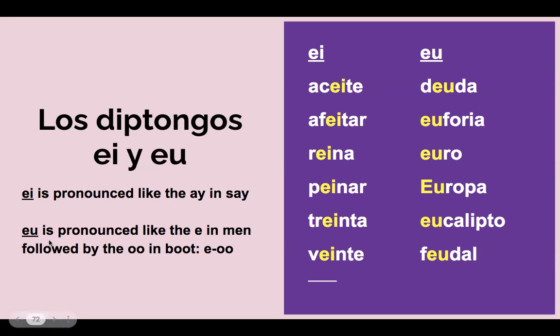The EU is pronounced like the E in men, followed by the double O in boot. EU. Repitan: deuda, euforia, euro, Europa, eucalipto, feudal.